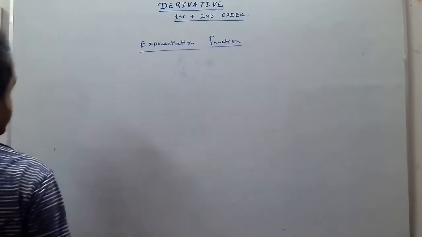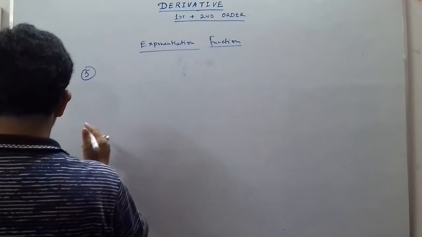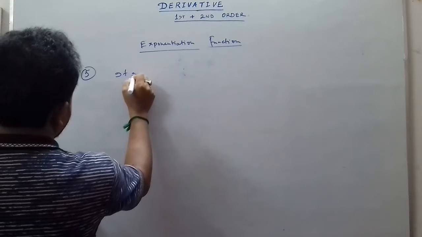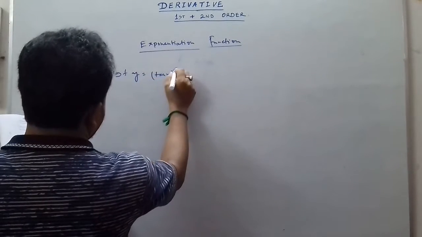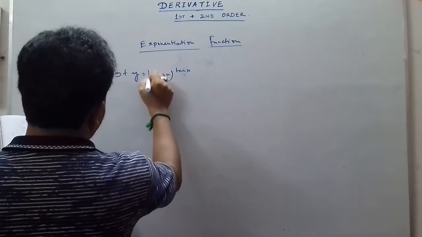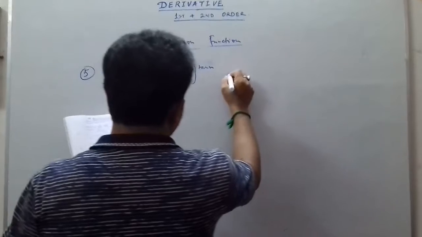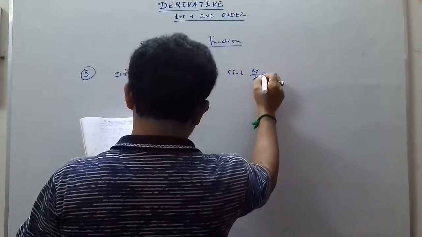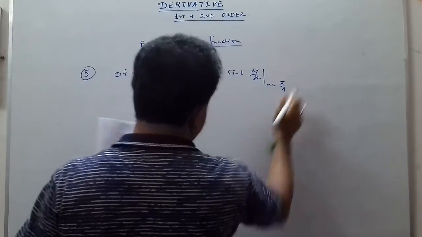Exponentiation function. So problem number 5. If y is equal to (tan x) to the power (tan x)^2... find dy by dx at x equal to pi by 4.